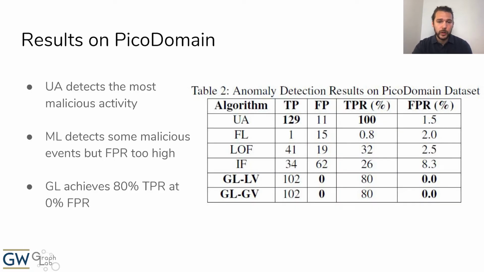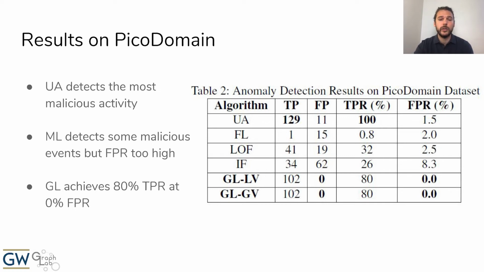These are the results when applying all of the algorithms to the Pico domain dataset. We can see that, at least on this extremely small scale dataset, the unknown authentication detector was able to detect all of the malicious activity, however with a 1.5% false positive rate. The malicious activity in this dataset did not involve any brute force password guessing attempts, and thus the failed login detector only identified a single true positive, which was likely the result of human error during the attack campaign.